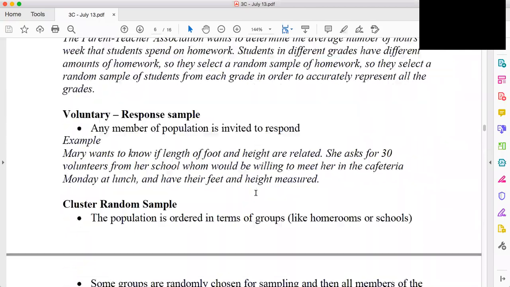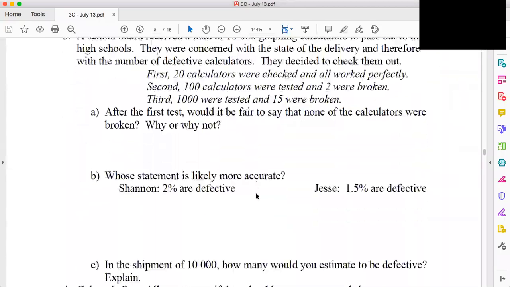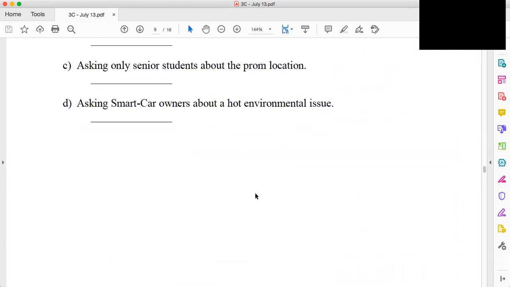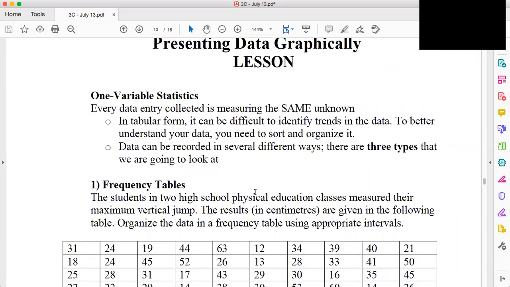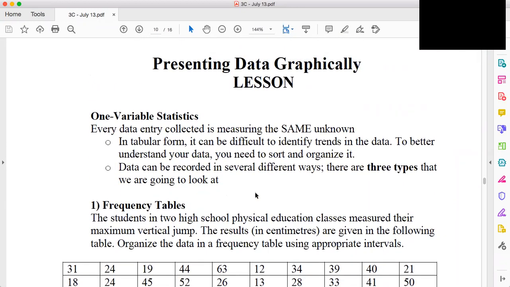This real quick. There's quite a few pages for today. So we're looking at presenting data graphically. There are multiple different ways that you can put your data into a graph. And it's important that you do know how to do that, because for your assignment, you're going to have to create a survey for the rest of the class and then put it into a graph one way or another.